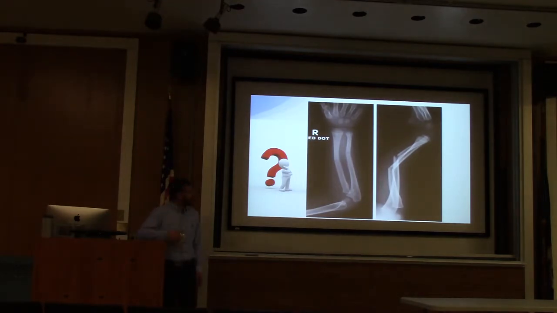So, what is this? Bilateral fracture of the forearm? Okay, this is a greenstick fracture.